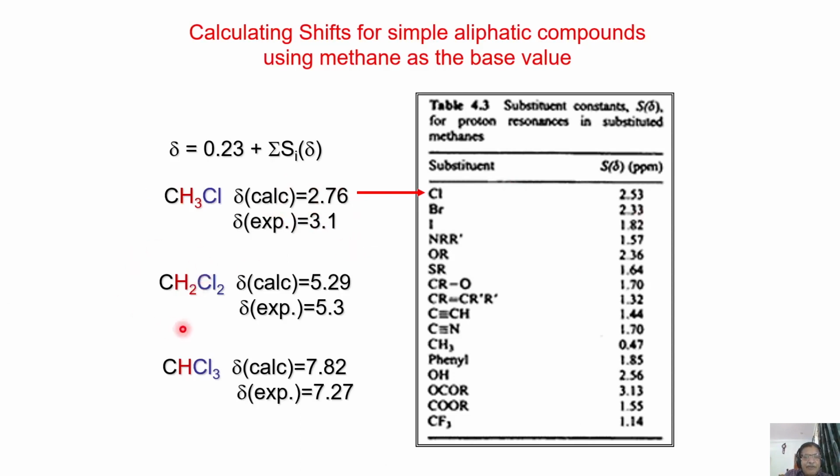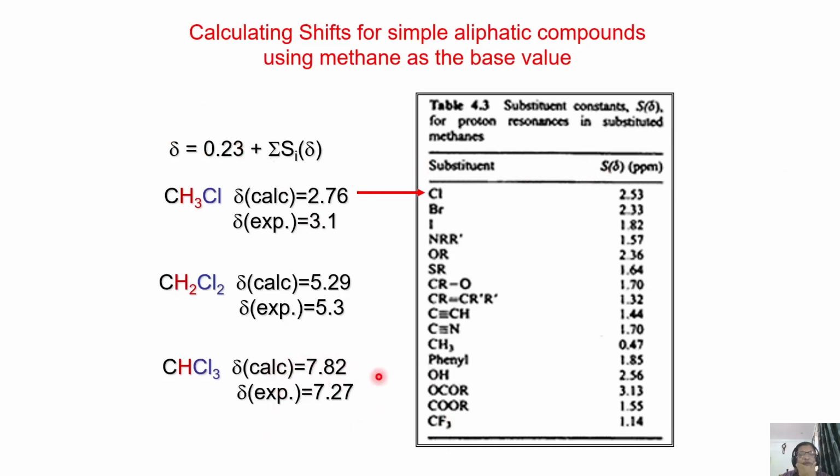Now let's do the same thing for this molecule, CH2Cl2. Take the base value, and Cl is 2.53 times 2. If you add it up, it turns out to be 5.29. Experimentally, what is observed is 5.3. Almost matching, right? Now for CHCl3, the calculated value: you take 3 times and add it to this base value, you get 7.82, but experimentally it is 7.27.